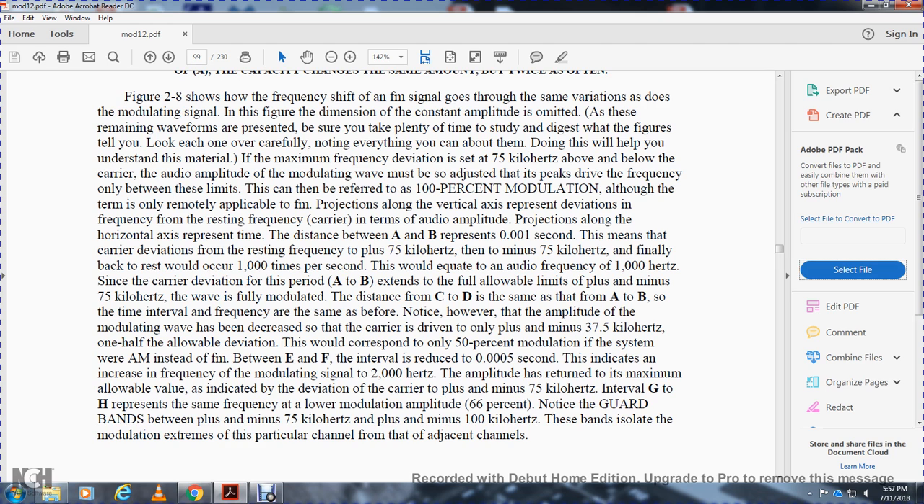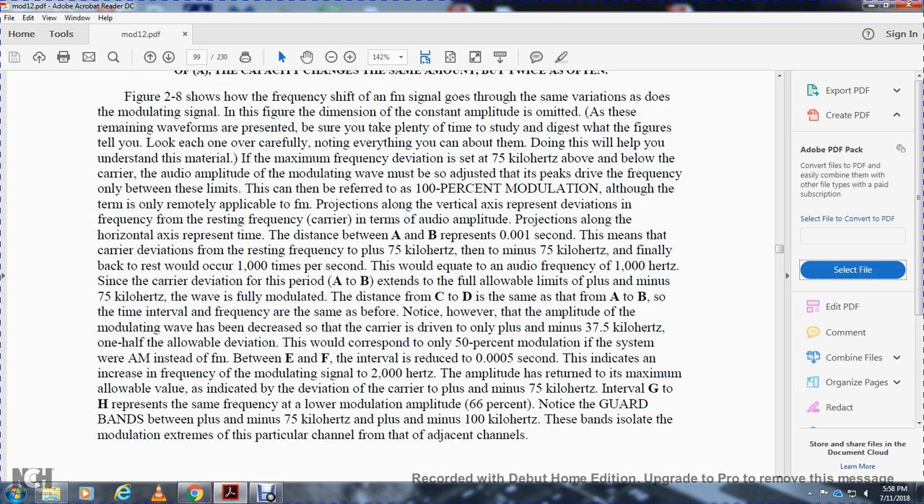If the interval between E and F is instead reduced to 5 ten-thousandths of a second, this indicates an increase of the frequency of the modulating signal to 2,000 hertz. The amplitude returns to the maximum allowable value, to indicate the carrier deviation of plus and minus 75 kilohertz. The interval between G and H represents the same frequency, and the lower modulation amplitude is 66%.